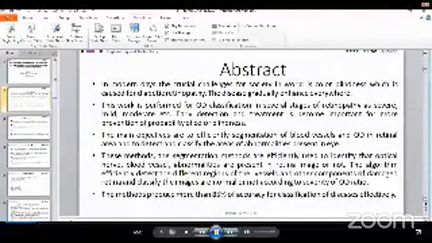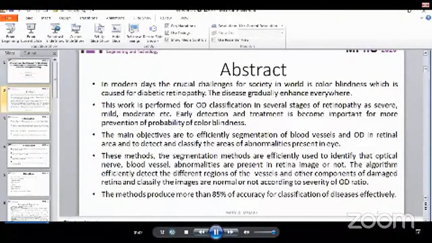The abstract of my topic is that diabetic retinopathy is a type of disease that is gradually increasing throughout the world. It is one of the major concerns for diabetic patients because of the possibility of color blindness. It is one of the challenges for society to reduce this color blindness. The work is performed for the classification of several stages in retinopathy like mild, moderate, severe, etc.